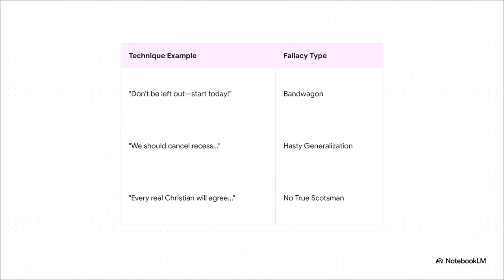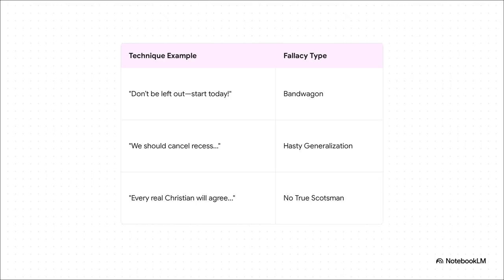And to help us out, the source material points out a few classic patterns to watch for. Think of these as the usual suspects. You've got the bandwagon fallacy. That's the one that plays on your fear of being left out. Then there's hasty generalization, where you make a giant conclusion based on like one tiny piece of evidence. And the no true Scotsman fallacy. That's a tricky one where you just change the rules so you're always right.